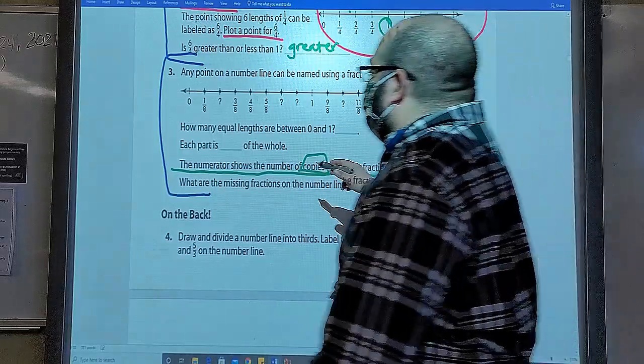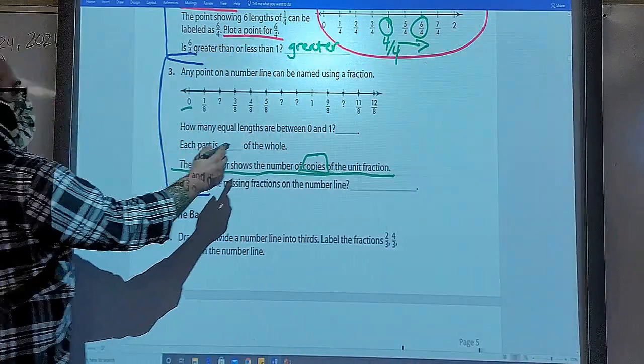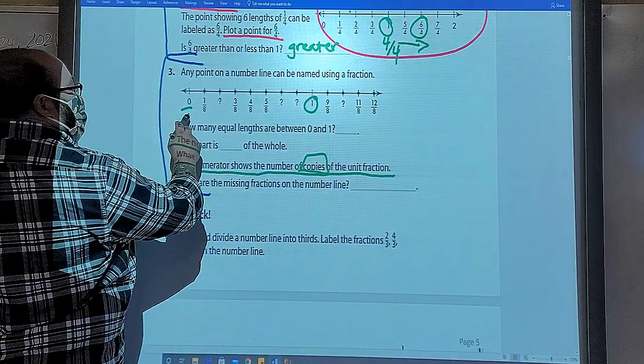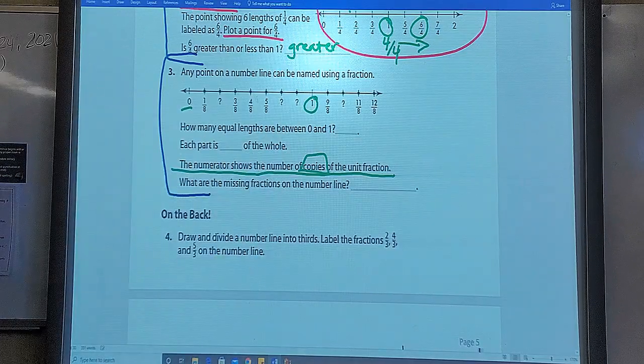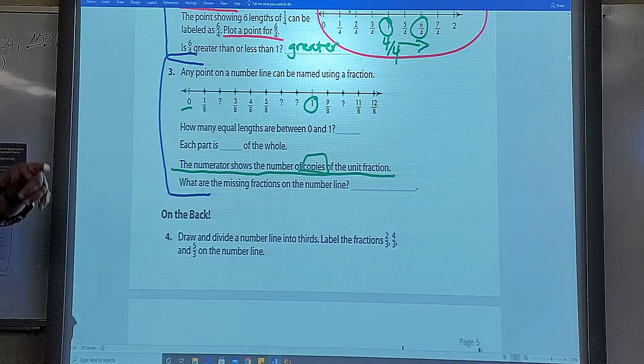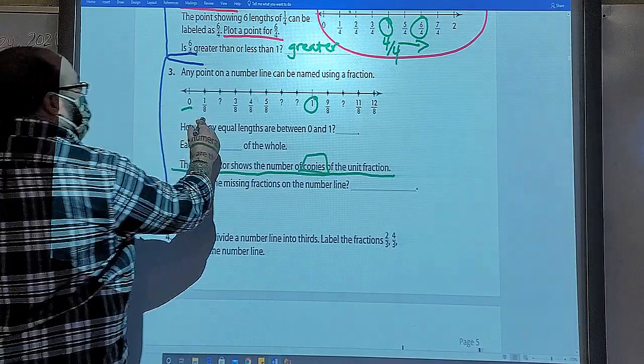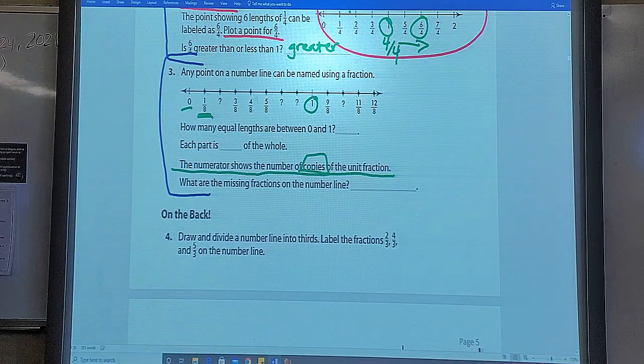Okay. Well, let's take a look here. We have 0 right here. And we have our whole 1 right here. We are trying to figure out how many lengths there are between 0 and 1. How many jumps does it take to get between 0 and 1? Sally. How many lengths between 0 and 1? How many jumps? 8. 8? Exactly. And you know what? He didn't even have to count the lengths to get that because the denominator is 8. The hint is right there. It's right there for you guys.